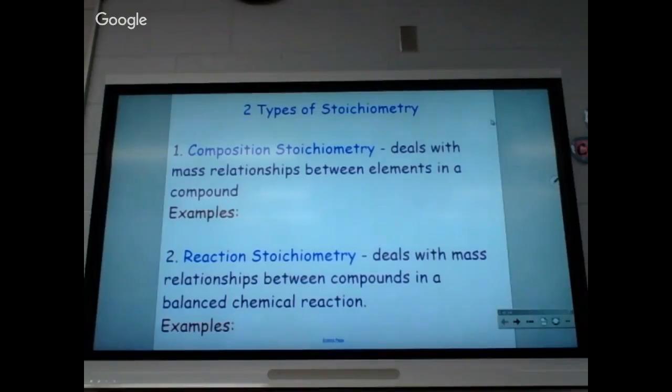We're going to do two problems that are reaction stoichiometry. We're going to do mole-mole and mole-gram. I doubt very seriously we get to the one that I have labeled if time up there.